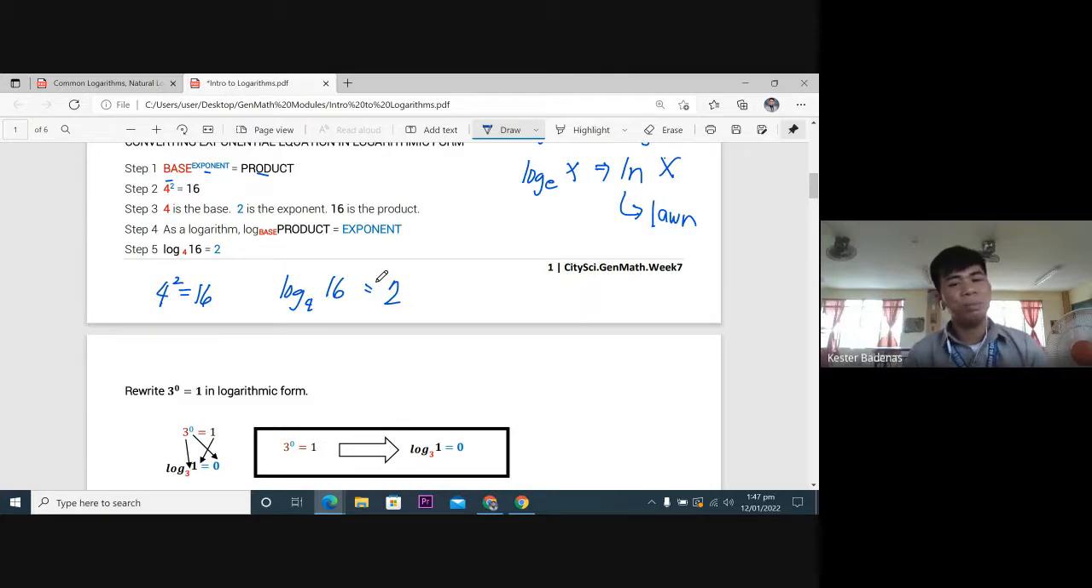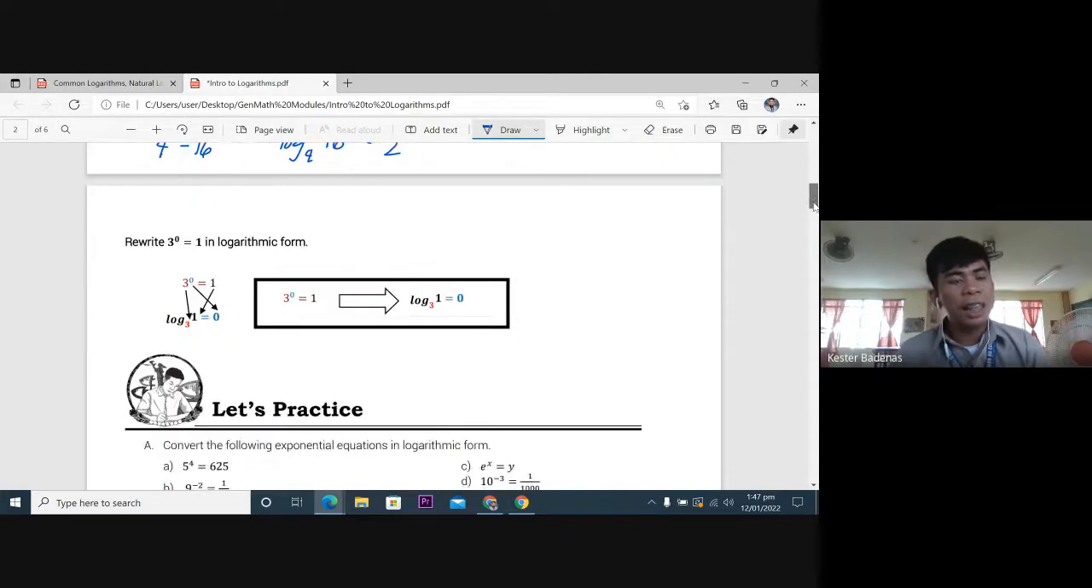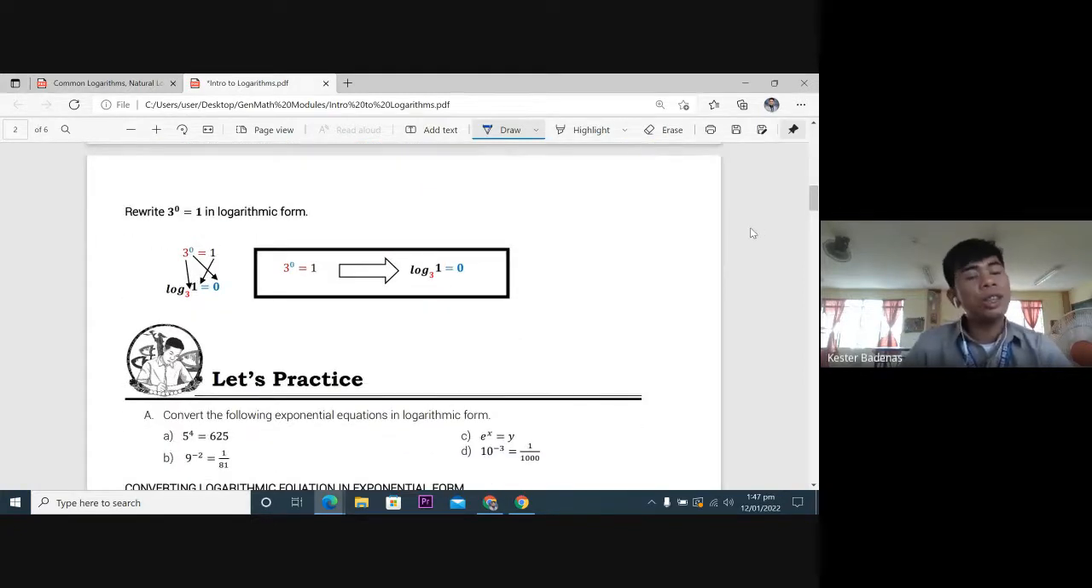Okay. So, I have here 3 raised to 0 is equal to 1. 3 is our base, and 1 is the product. So, logarithm of 1 siya, and then with the base 3, and then the answer would be the exponent. So, we have logarithm of 1 to the base 3 is equal to 0.